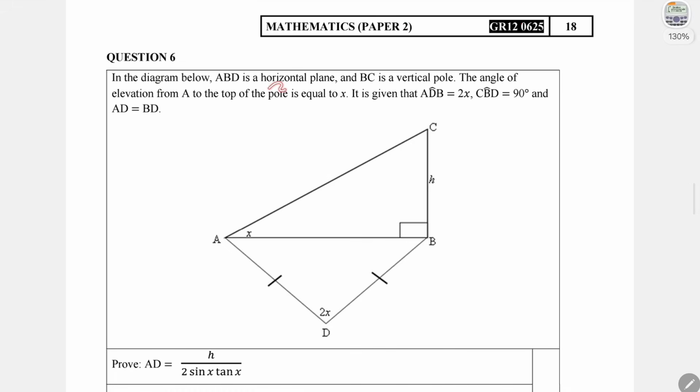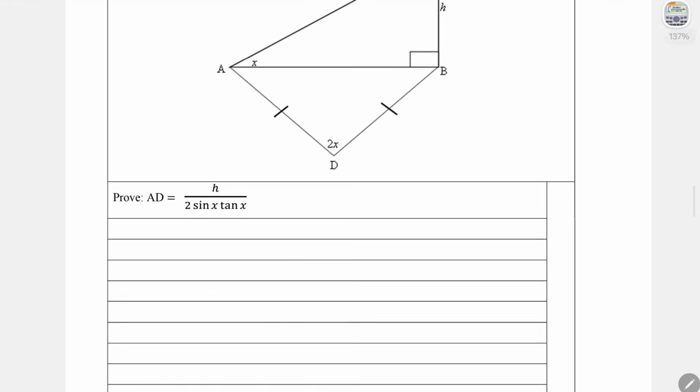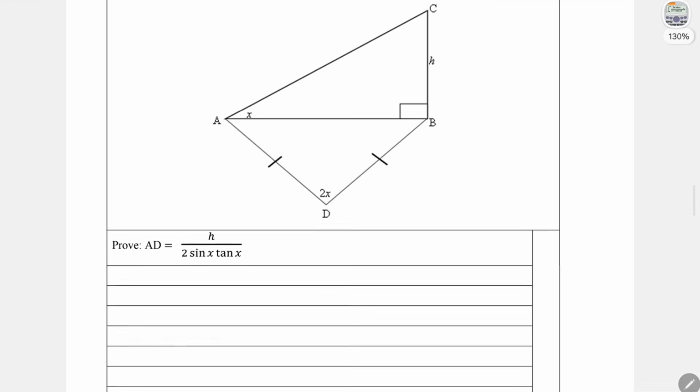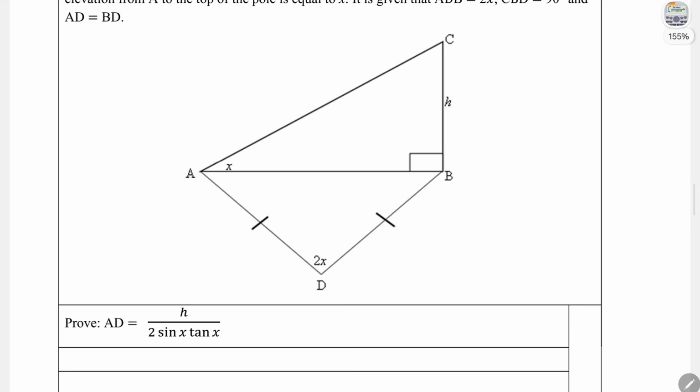Question 6 says, in the diagram below, ABD is in the horizontal plane and BC is a vertical pole. The angle of elevation from A to the top of the pole is equal to x. And then we are also told that angle ADB is equal to 2x, angle CBD equals 90 degrees, and AD is equal to BD. We need to prove that AD equals h over (2 sine x tan x). So the main goal is to find an expression for the length of AD.